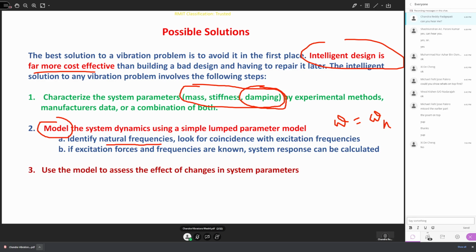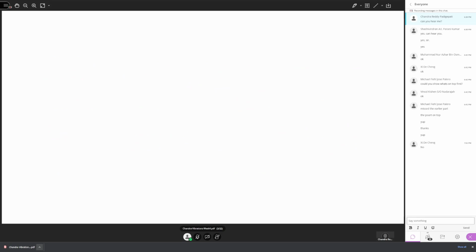Then basically we model the system and do the mathematical analysis of the model, and based on the assessment we can see which parameters need to be adjusted, and we can identify the best possible system to isolate external vibrations. Okay, base transmission.